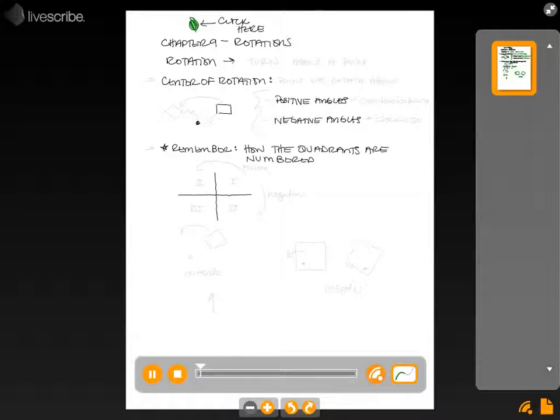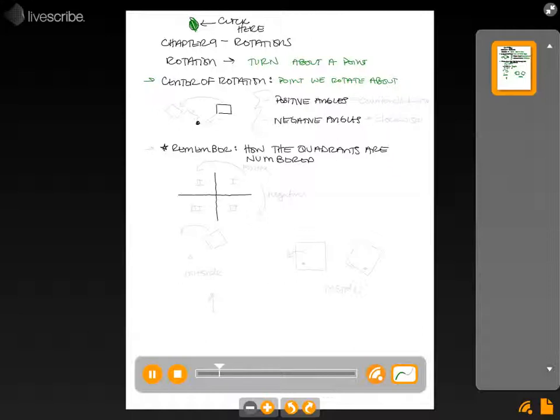Alright, this video is for Chapter 9 on transformations, and this video is on rotations. Now, a rotation is a turn. Okay? We're going to turn a figure about a point. So it's a turn about a point, and that point is called the center of rotation. It's the point we rotate about.